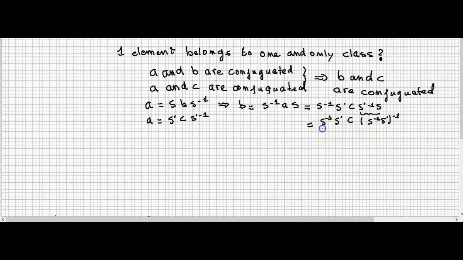So this here is an element of G. I call this element S second. So B is equal to S second C S second minus 1. So B and C are conjugated, and all the elements A, B, C are conjugated of each other and they belong to the same class.